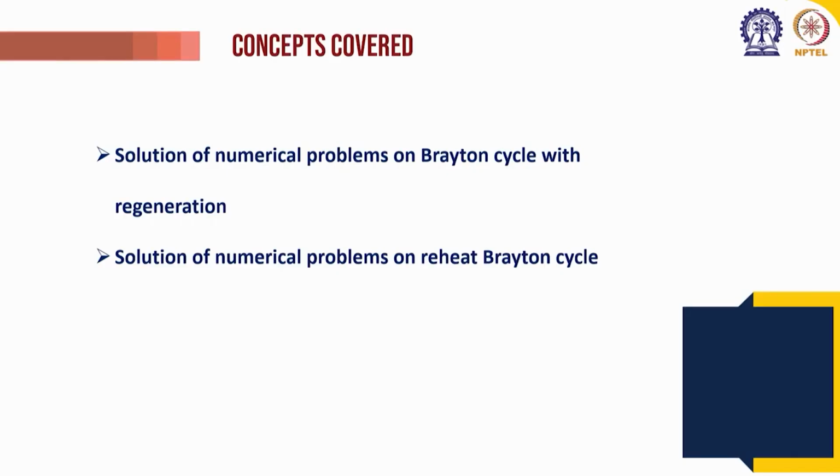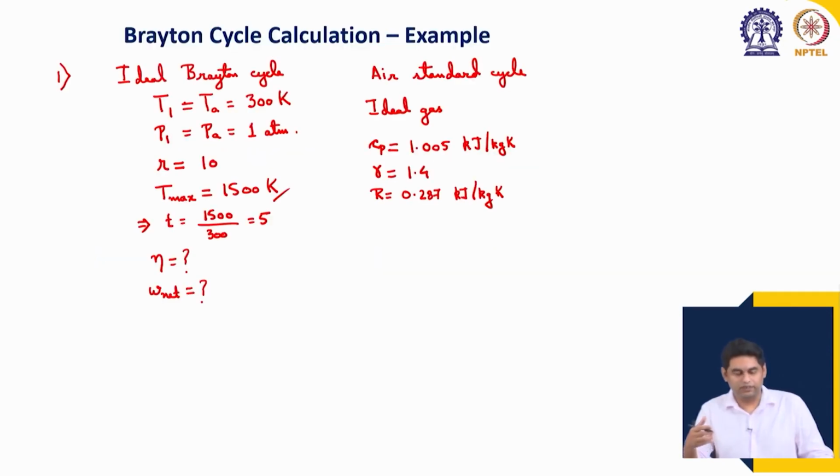We have already solved one example for the standard Brayton cycle. We will take up that same example, but with the modifications necessary for regeneration and for reheat, and we can then compare the values. The purpose of taking the same problem is to see how the efficiency and work output change. The concepts covered are the solution procedure for numerical problems of regeneration cycles and reheat Brayton cycles.